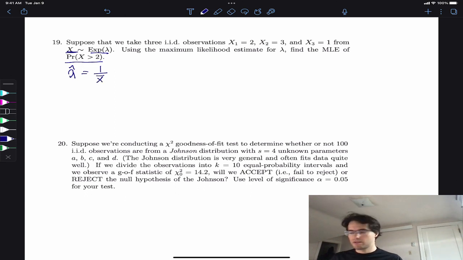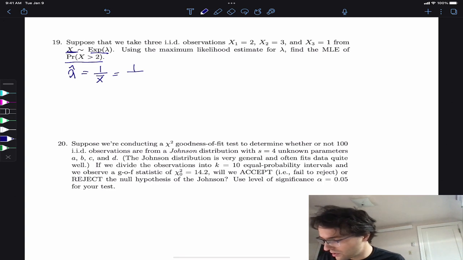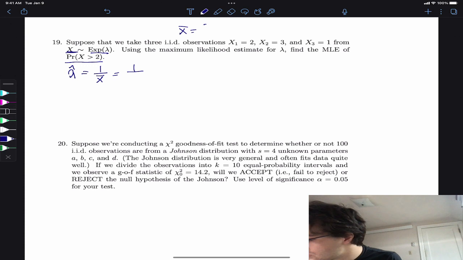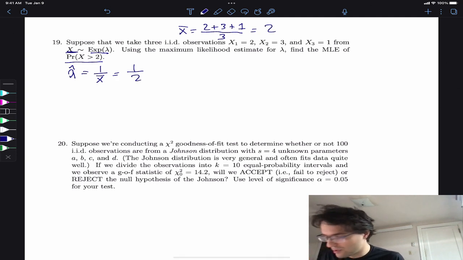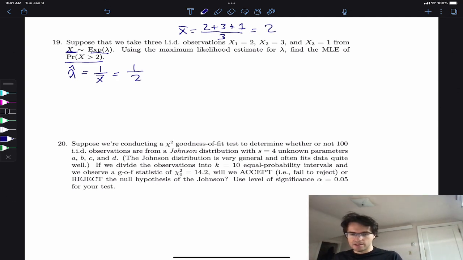And what is x bar? X bar is just the average of our observations. So x bar in this case is equal to 2 plus 3 plus 1 divided by 3, which is 2. So this is 1 over 2. So lambda hat is 1/2 basically.